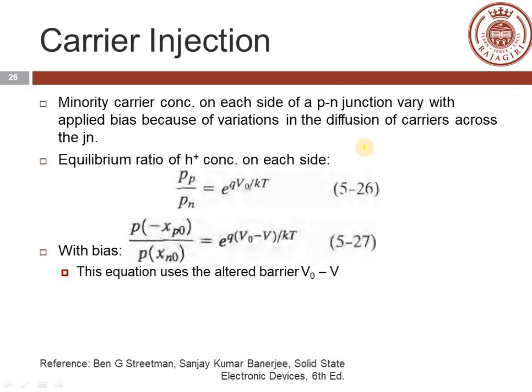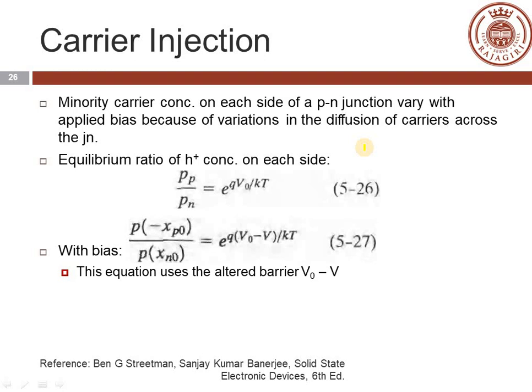When you apply bias, the borders of the transition region will vary. So instead of Pp, we can write P of minus xp0 because it's towards the P region. And instead of Pn, we can write just P of xn0. And instead of V0, we will write V0 minus V. So P of minus xp0 by P of xn0 is equal to e to the power q times V0 minus V by kT, where V0 minus V is called the altered value.